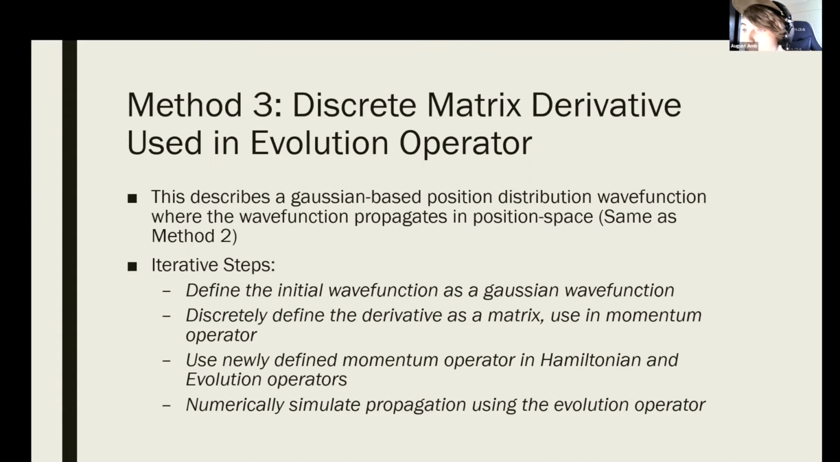First, we're going to define an initial wave function as a Gaussian wave function, discretely define the derivative as a matrix, basically a Toeplitz matrix, and then it's going to act on our wave function, and then we're going to use that in the momentum operator. So using this newly defined momentum operator, we can plug that into the Hamiltonian and the evolution operators and numerically simulate the propagation using the evolution operator by using a for loop.